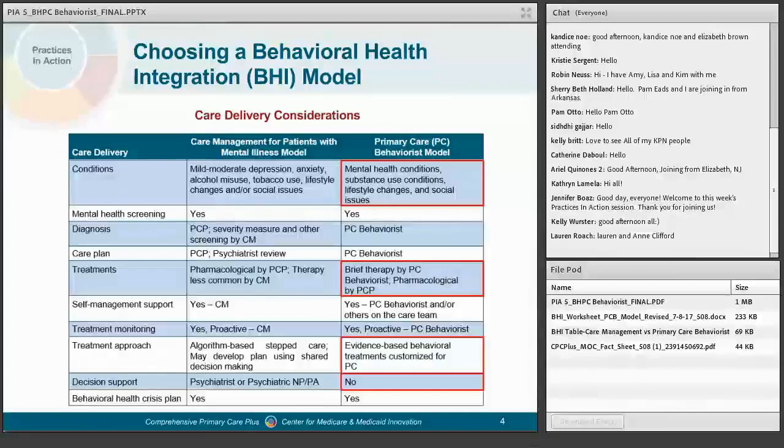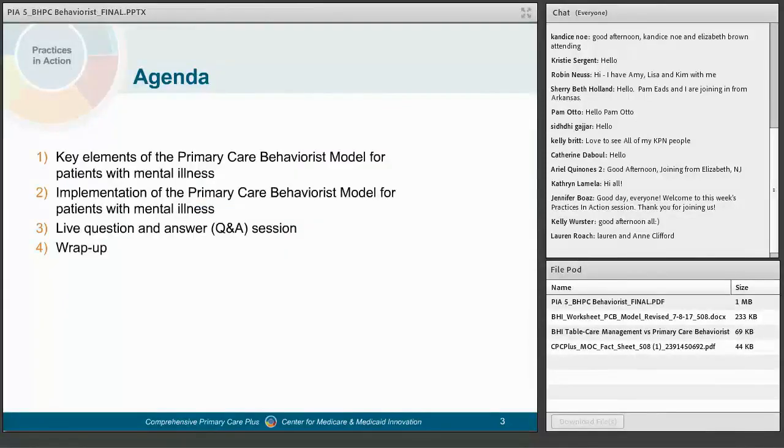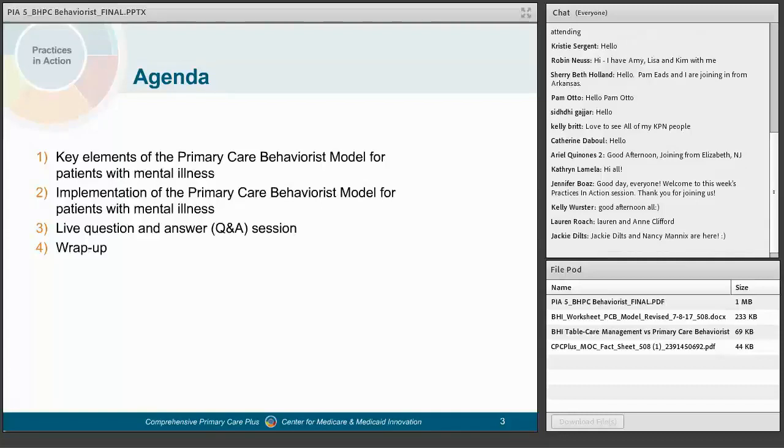During today's session, we will review key elements of the primary care behaviorist model and critical considerations when implementing. Next, Megan will share their experience with choosing and implementing this model, followed by a live question and answer session. And finally, we will ask you to complete a brief survey and then wrap up today's session. With that, let's get started.